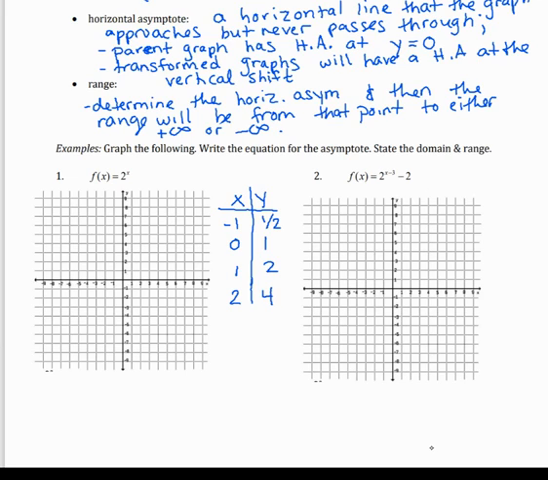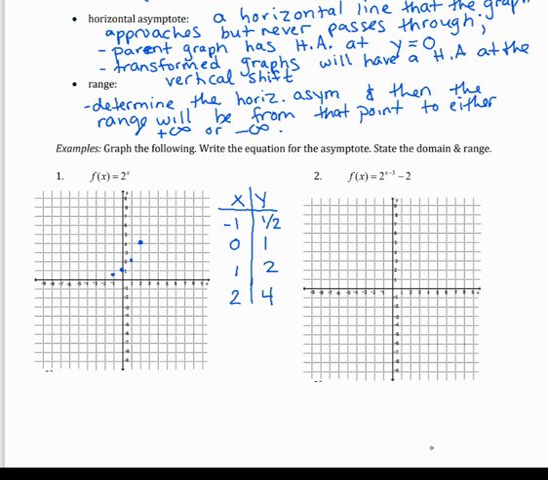So I'm going to plot those points. At -1, we're at 1/2. At 0, we're at 1. At 1, we're at 2. And at 2, we're at 4. So you can see that graph starts to increase, and then all of a sudden, it increases a lot faster and steeper. Now, I'm not just going to connect this in any old way.